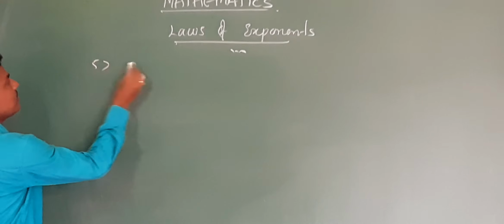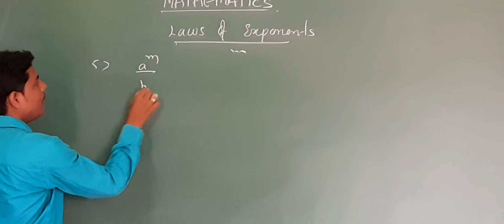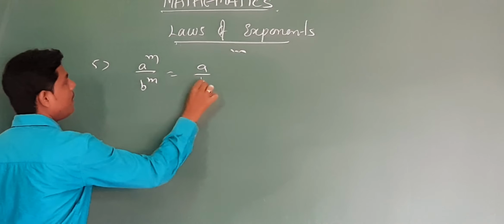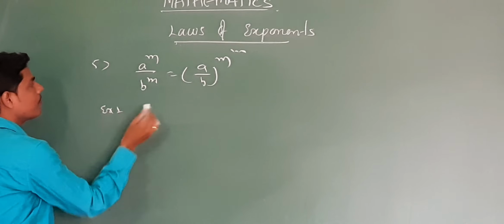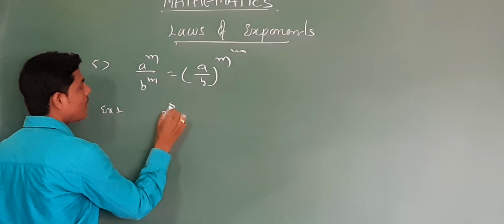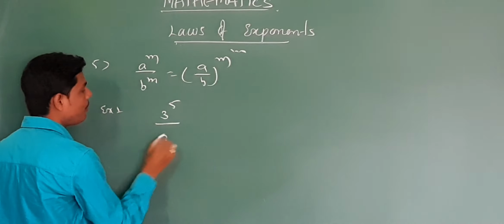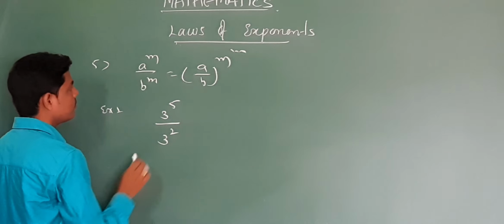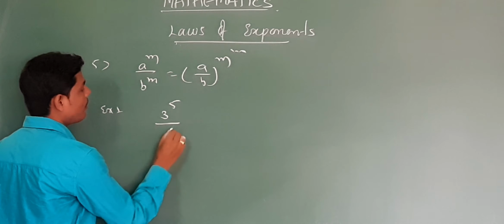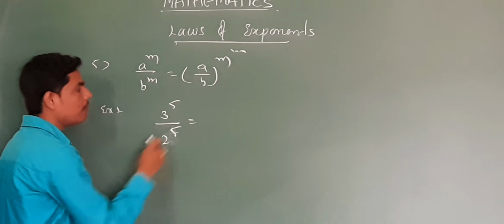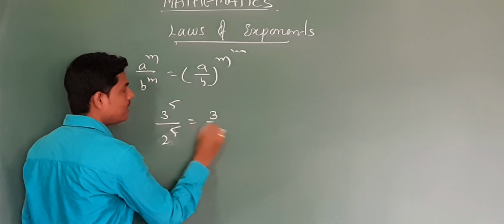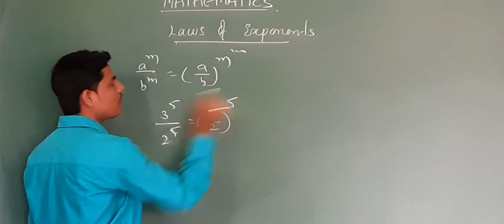Next formula is a to the power of m by b to the power of m is equal to a by b whole to the power of m. Let us take one example. 3 to the power of 5 divided by, sorry, 2 to the power of 5 is equal to, the bases are different but the powers are the same. So you can write this as 3 by 2 whole to the power of 5.